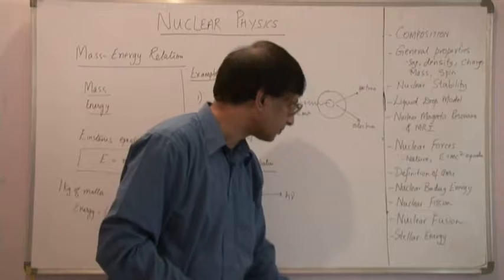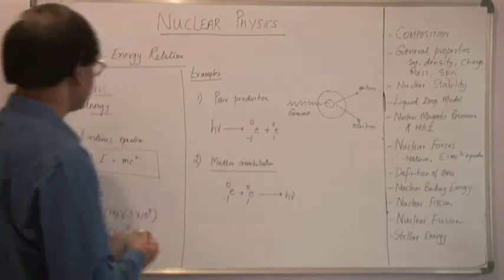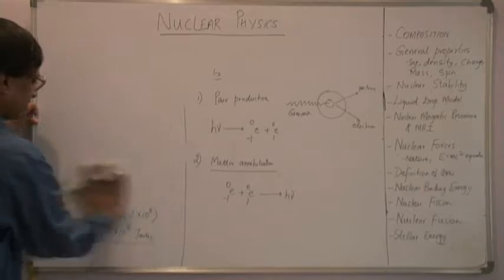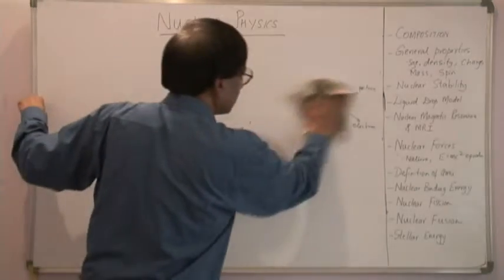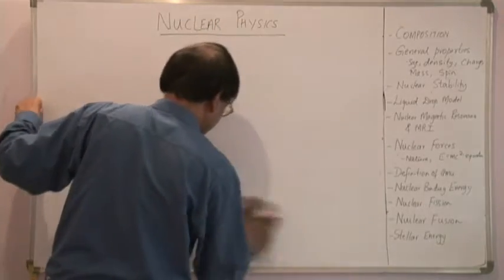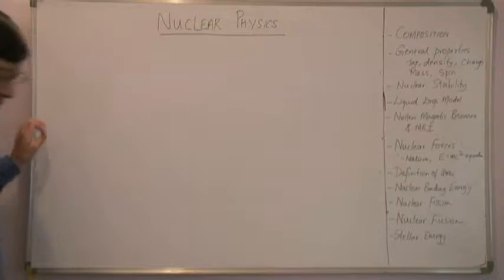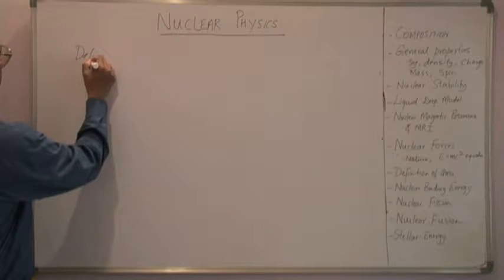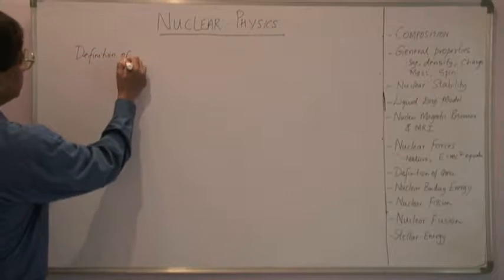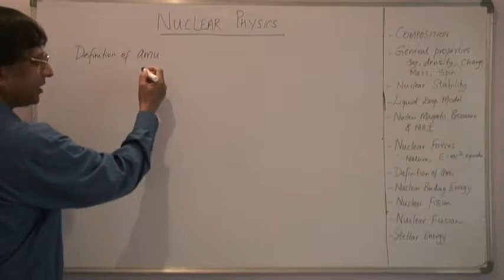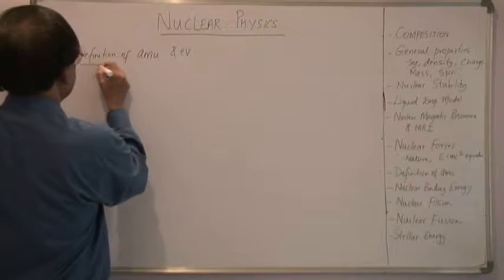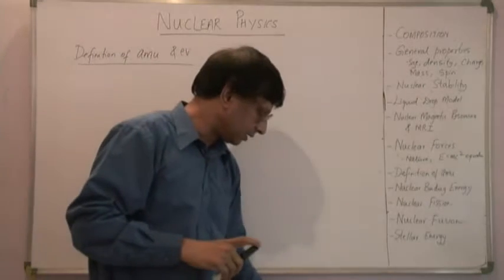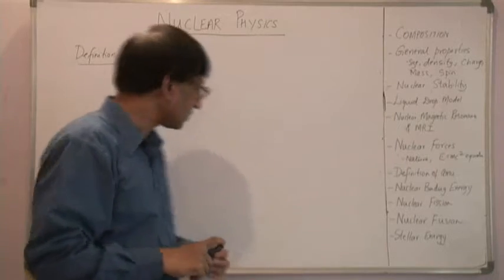Now let us move on to the next topic. There is a definition of AMU, and subsequently we will take up the concept of nuclear binding, etc. Now let us move on to the next topic, the definition of AMU, which stands for atomic mass unit. It stands for atomic mass unit and electron volt. We also derive an expression for the equivalence of conversion of AMU to electron volt, or the relationship between AMU and EV, electron volt.